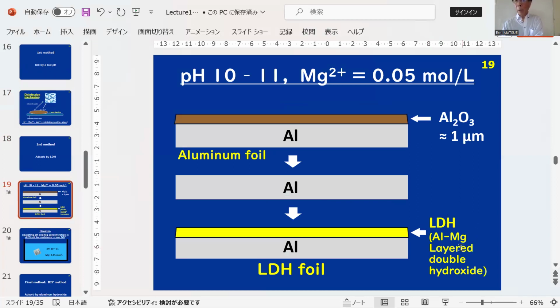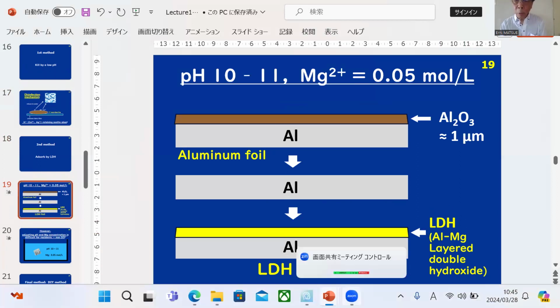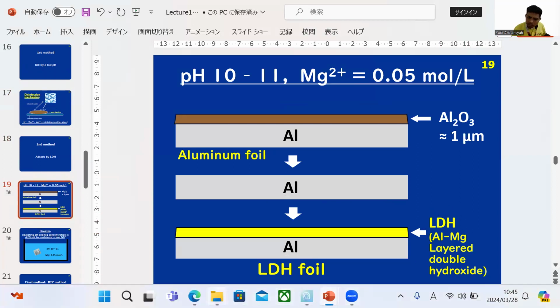LDH is an aluminum magnesium layered double hydroxide. Do you know this mineral? Yes or no, please? Do you know LDH? I know about layered double aluminium hydroxide.